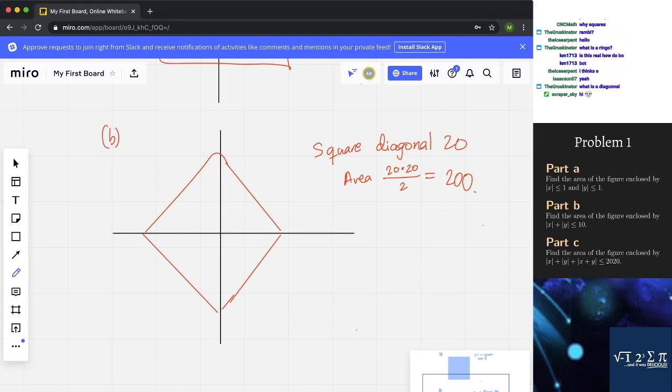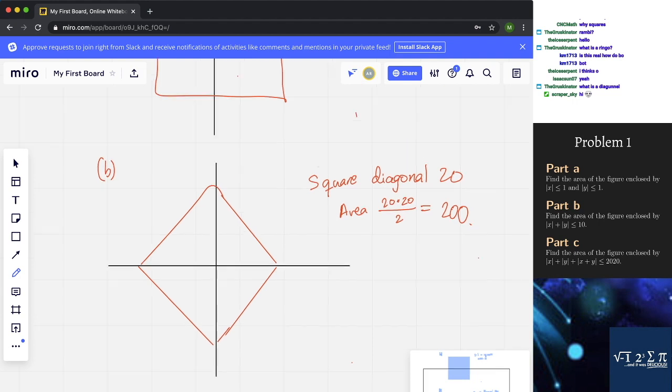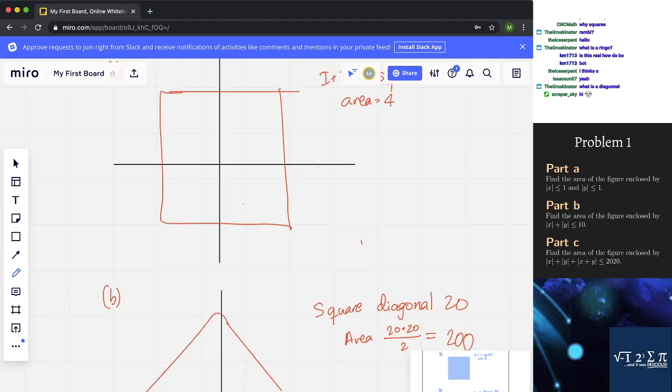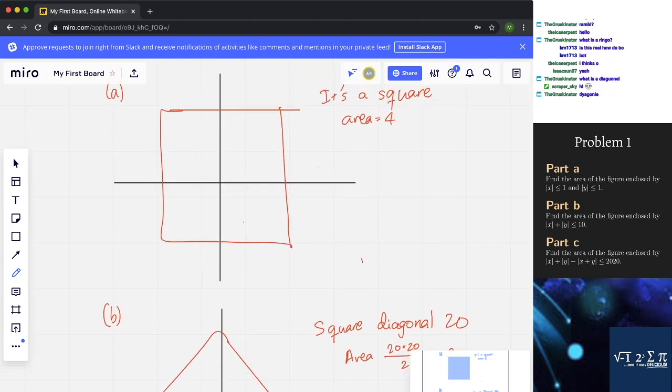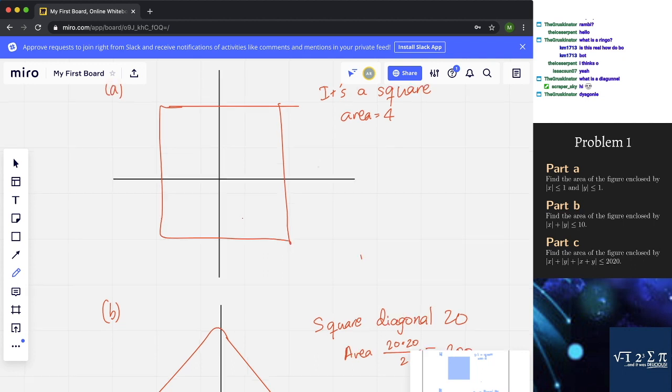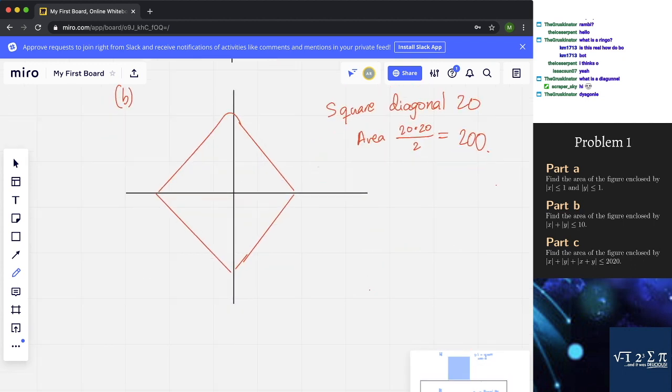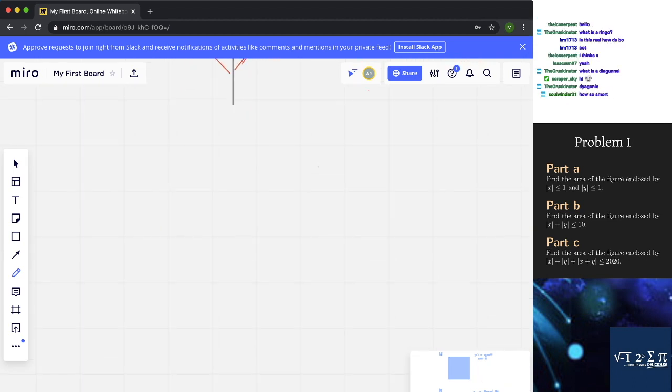Because I was a bot, I didn't record, but part A and part B are not that bad. Part A, if we go up here, is basically a square with side length 2, so the area is 4. Part B, if you graph it out, since it's symmetric in the 4 quadrants, it suffices to graph in the first quadrant. Graphing in the first quadrant gives you the line x plus y equals 10. Reflecting it, you get the square, and we know the diagonal is 20, so the area is 20 times 20 over 2. Now comes the hard part, or should be harder, I hope.